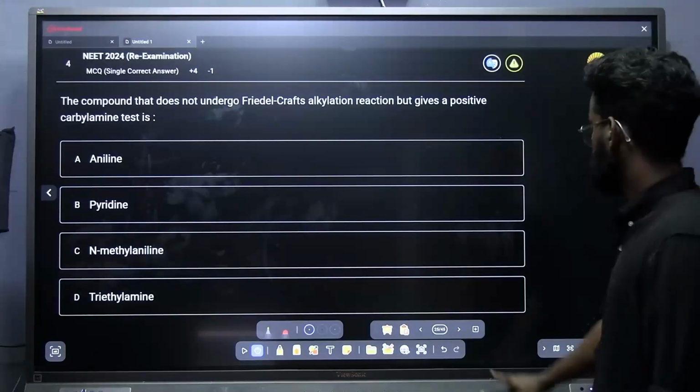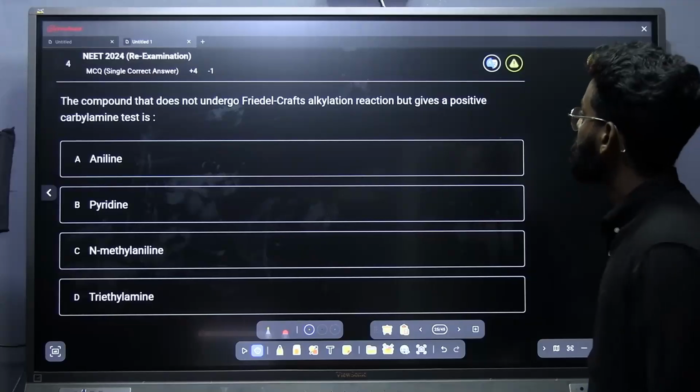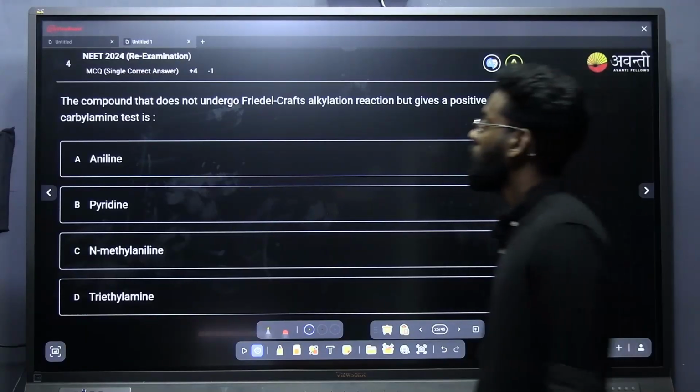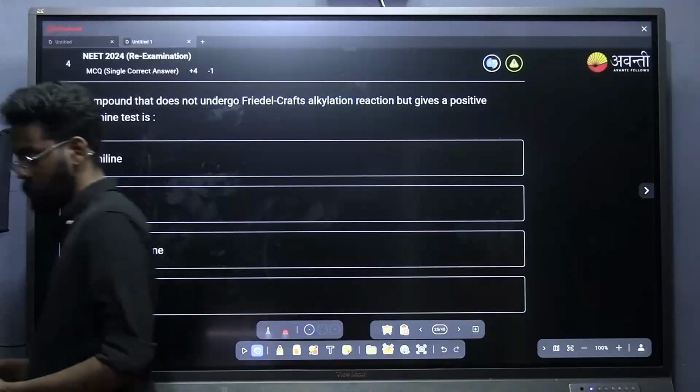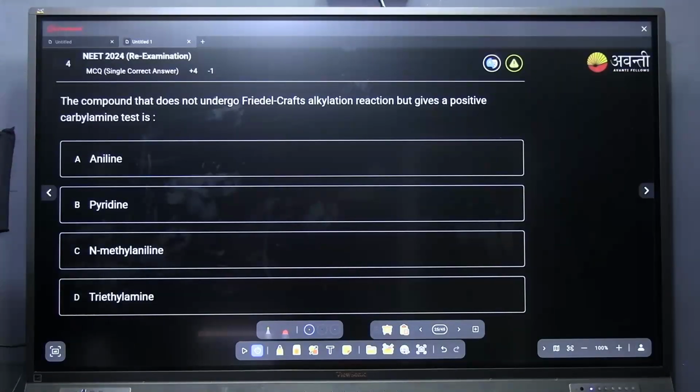Compound that does not undergo Friedel-Crafts alkylation reaction but gives a positive carbylamine test. What is the answer for this one? Which compound will be giving the carbylamine test but won't be giving the Friedel-Crafts alkylation reaction?